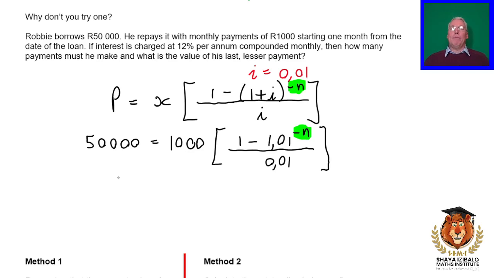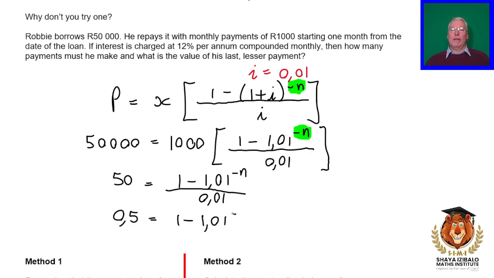First thing we're going to do is divide both sides by 1,000. So 50,000 divided by 1,000, that's just 50. Over here we've got 1 minus 1.01 to the minus n over 0.01. Now we're going to multiply both sides by 0.01. When we multiply 50 by 0.01, we get a half. We get 1% of 50, which is a half. And that equals 1 minus 1.01 to the minus n.